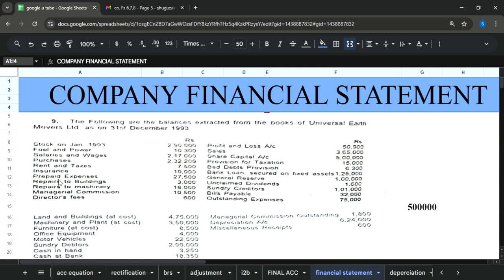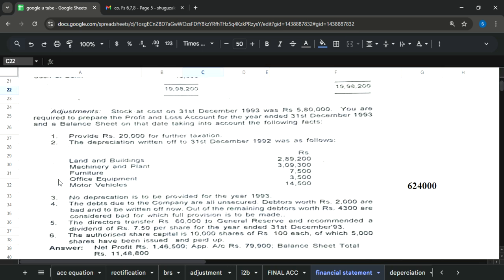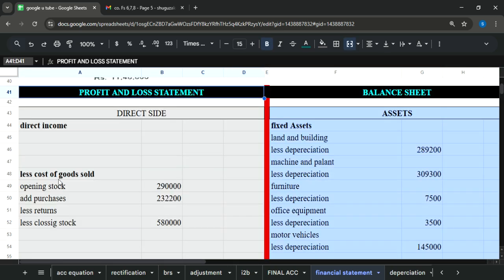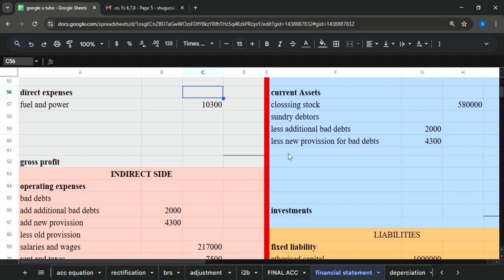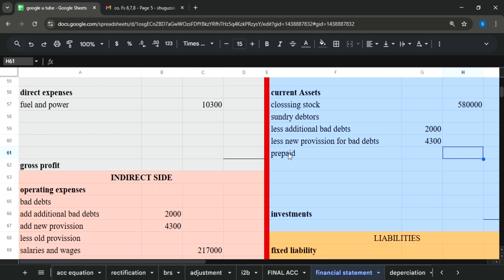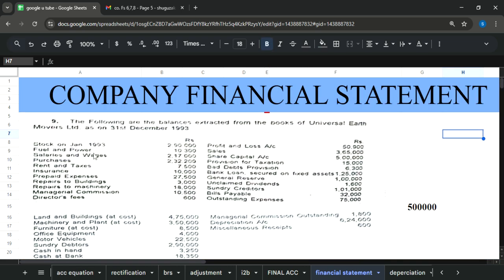Then we have prepaid. Now, prepaid is usually written on the adjustment side, but right now it is written in the trial balance. So there will be only one effect. We will go to balance sheet current asset side. And here you will mention prepaid, and let's see how much amount of prepaid expenses are, and there is a trouble.